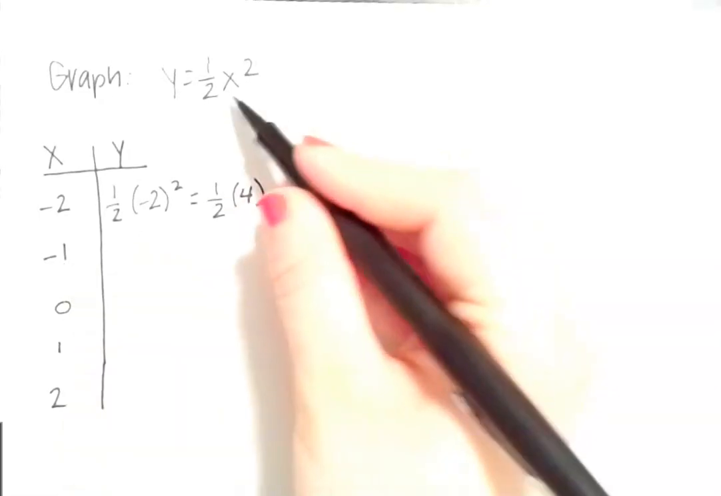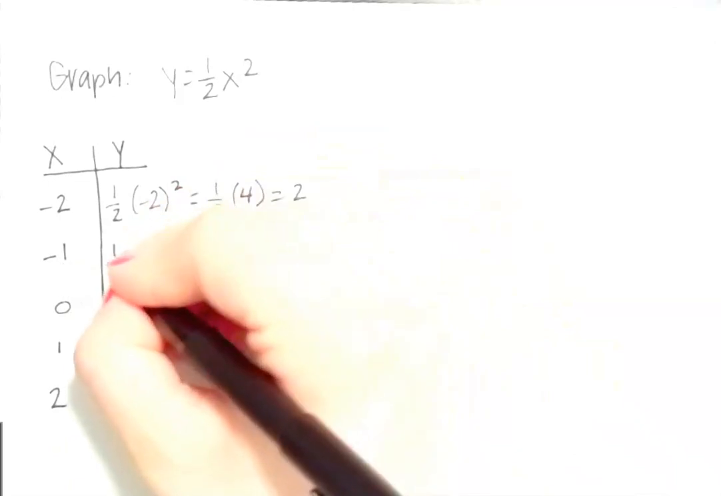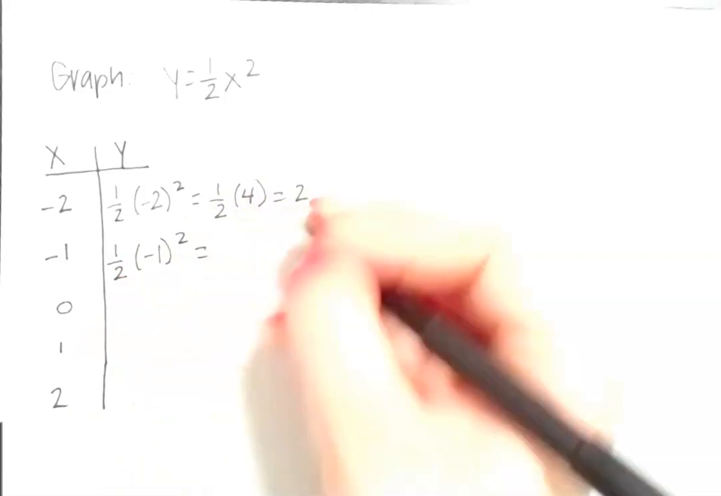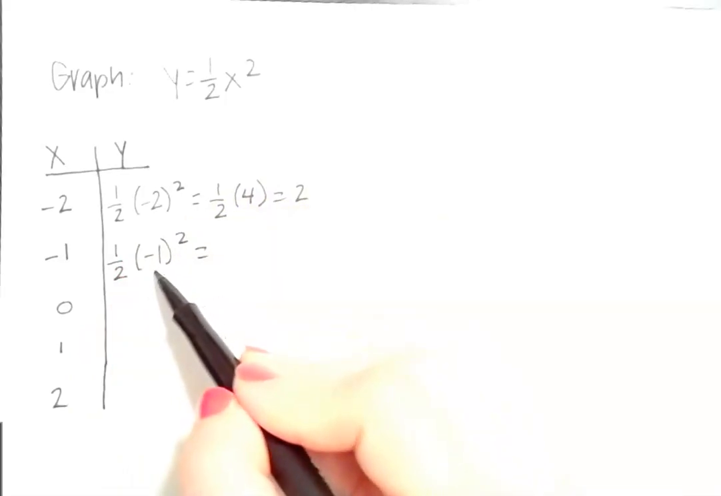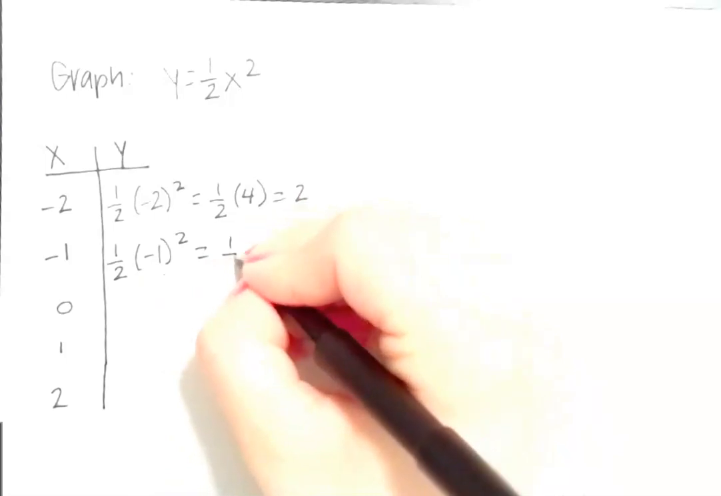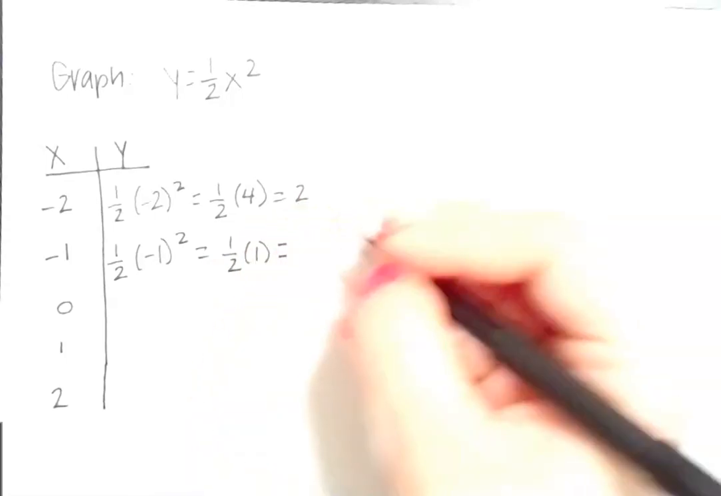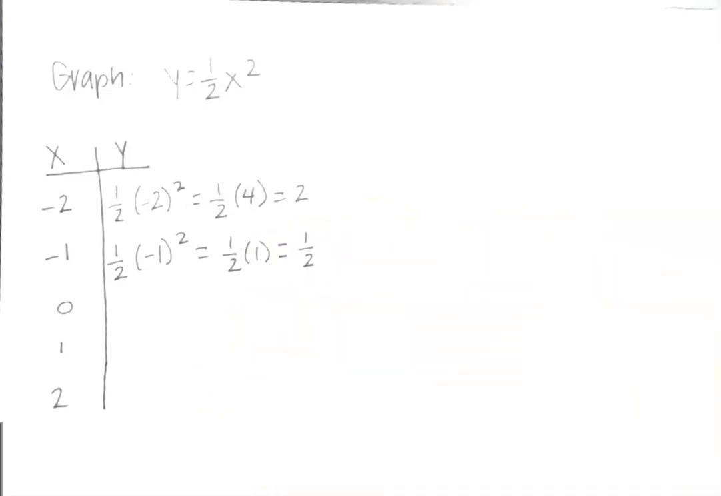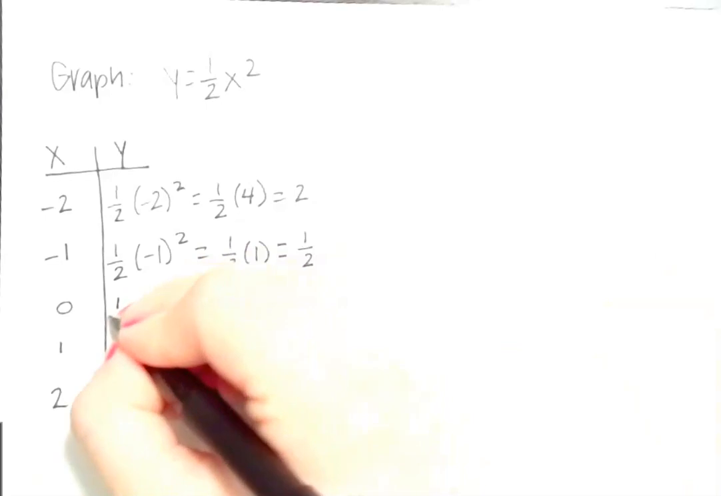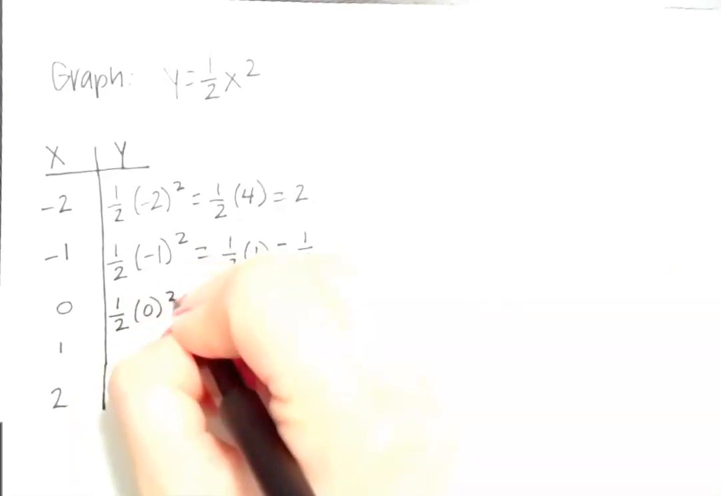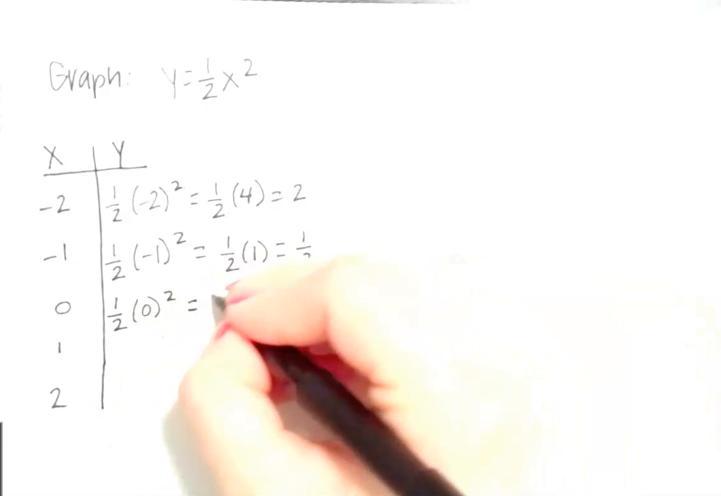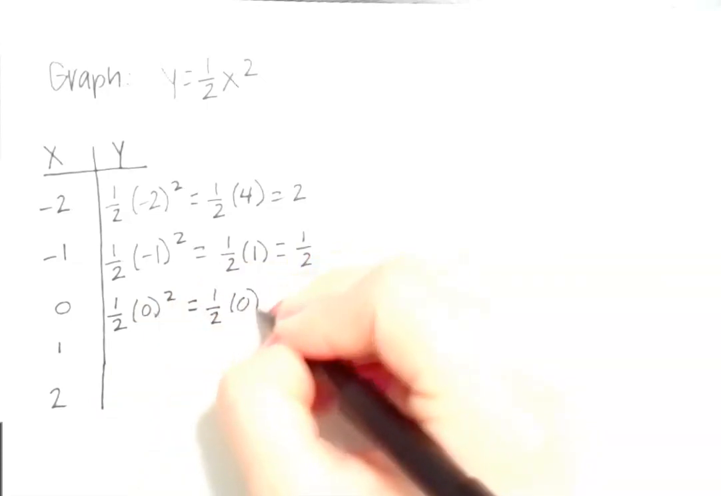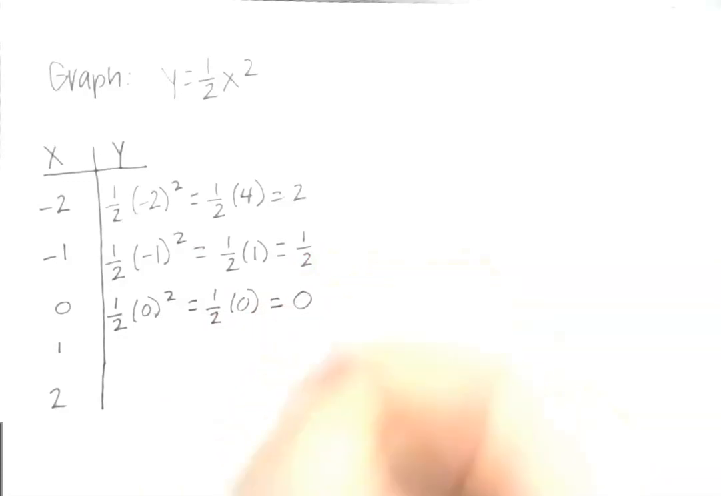Now we're going to plug in -1 for x squared. So again, drop down your half. I'm going to have -1 squared. First I have to square -1, so -1 times -1 is just 1. Half of 1 is just a half, or 0.5. Plug in 0. So now I have half times 0 is just 0 again. Half of 0 is just 0.